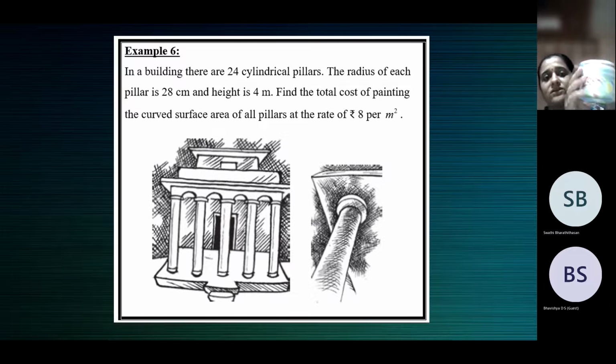A cylinder has one curved surface and two plane surfaces, or two flat surfaces: the flat circle on the top and the flat circle below. That's what a cylinder is made up of. Now we are going to understand the formula to find the volume of a cylinder, the curved surface area of a cylinder, and the total surface area of a cylinder.